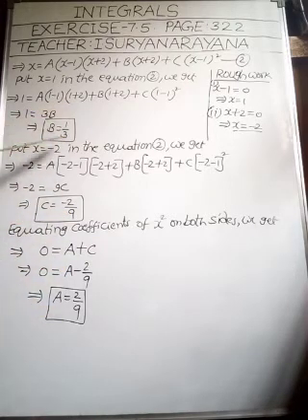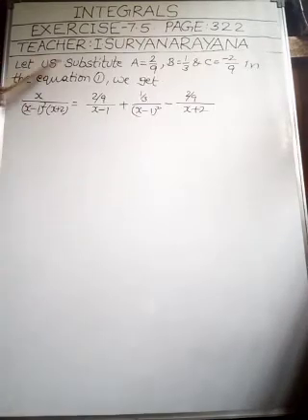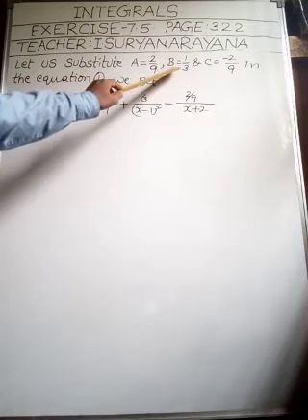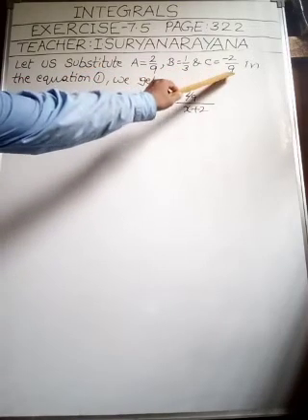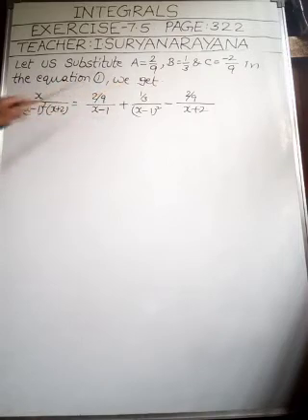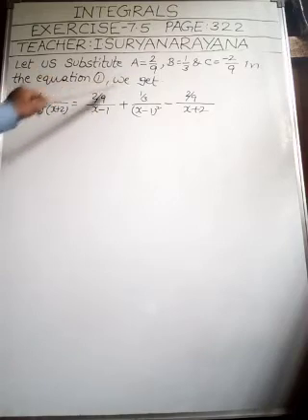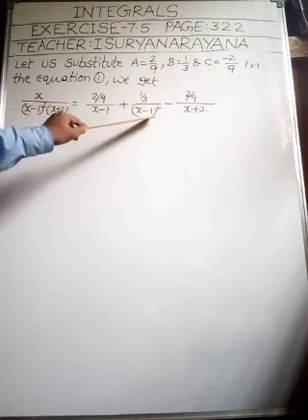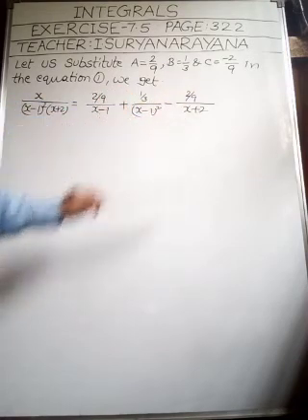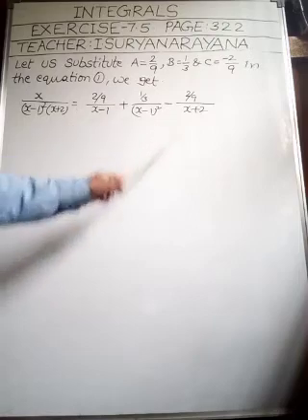Okay, my children. Now we substitute these three values in the equation 1 and later we integrate. Okay, my children. Understood? Right. Okay, my children. Let us substitute A is equal to 2 by 9, B is equal to 1 by 3 and C is equal to minus 2 by 9. In the equation 1, we get x by x minus 1 whole square into x plus 2 is equal to, we wrote a by x minus 1. So 2 by 9 by x minus 1 plus 1 by 3 by x minus 1 whole square minus 2 by 9 x plus 2. Okay, my children, understood this step.